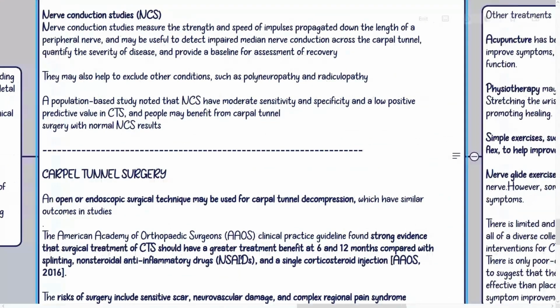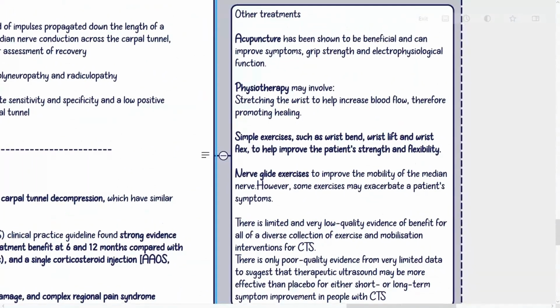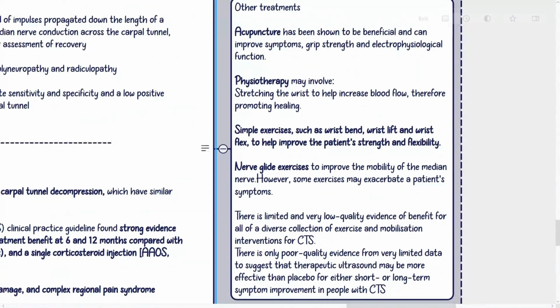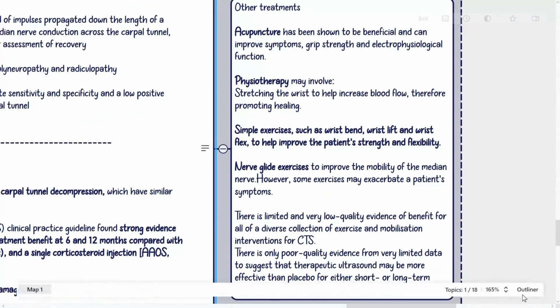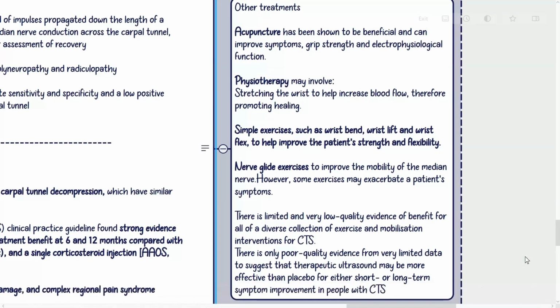Other treatments. Acupuncture has been shown to be beneficial and can improve symptoms, grip strength, and electrophysiological function. Physiotherapy may involve stretching the wrist to help increase blood flow, therefore promoting healing. Simple exercises, such as wrist bend, wrist lift, and wrist flex, help improve the patient's strength and flexibility. Nerve glide exercises improve the mobility of the median nerve. However, some exercises may exacerbate a patient's symptoms.